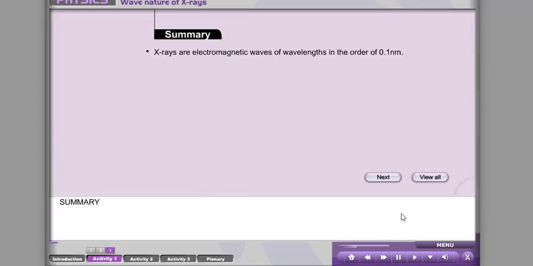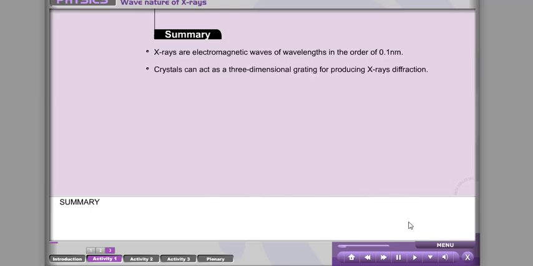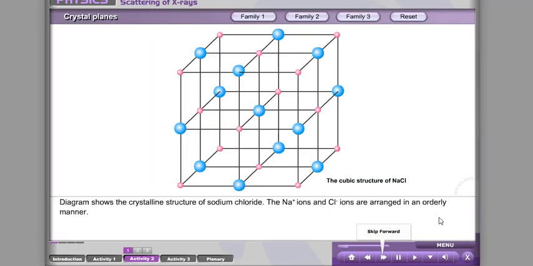Summary: X-rays are electromagnetic waves of wavelengths in the order of 0.1 nanometers. Crystals can act as a three-dimensional grating for producing X-ray diffraction. Diagram shows the crystalline structure of sodium chloride. The sodium ions and chlorine ions are arranged in an orderly manner.